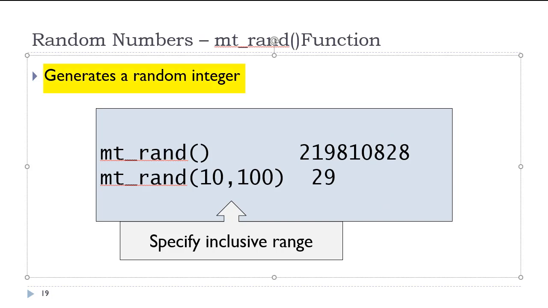We have the ability to generate a random integer, and this is accomplished using the mt_rand function, and it typically generates a relatively large number. We can specify an inclusive range by passing the lower limit and the higher limit to this function, as we see here.